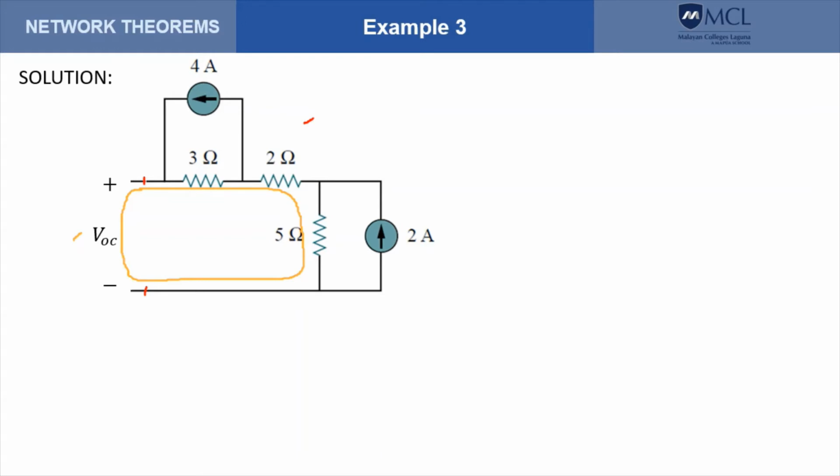To write the KVL equation, that would require us to know the current through the 3 ohms, 2 ohms, and 5 ohms. The direction of currents there are arbitrary. You could use a different direction to determine the currents through these resistances. We can use mesh analysis to solve them. So let's say I use mesh analysis.